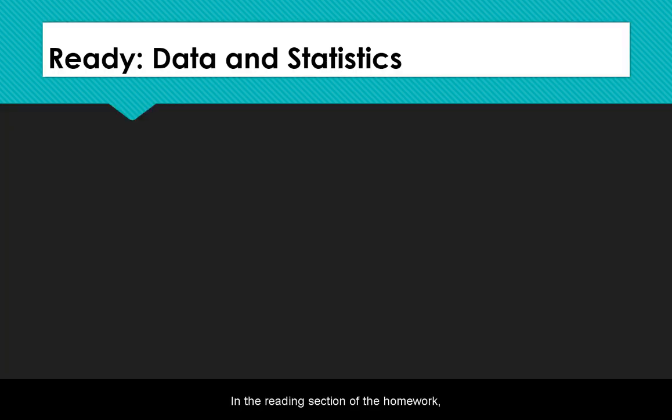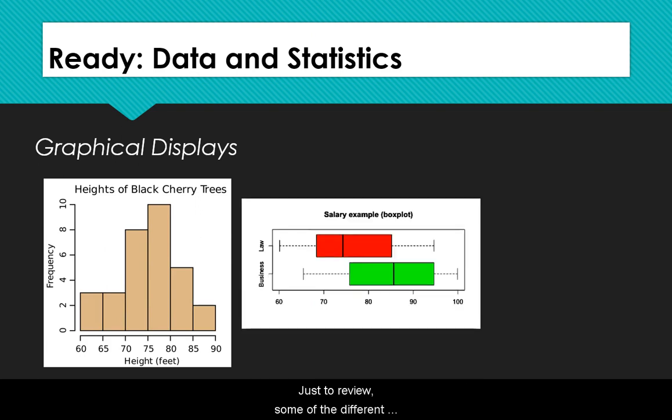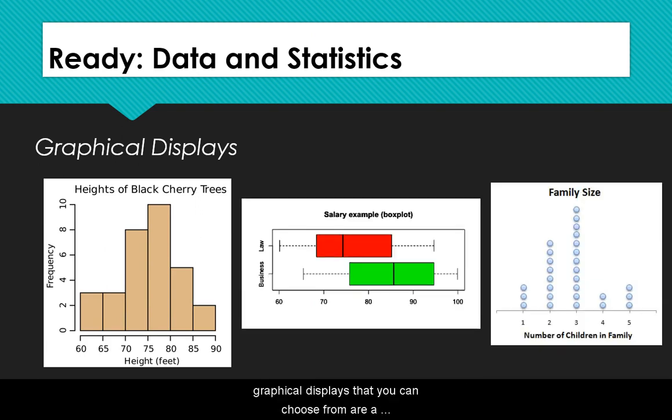In the Ready section of the homework, we're reviewing data and statistics work in preparation for Module 9. In this section, you're given a scenario where Jason wants to compare the heights of his favorite basketball and soccer teams. The first problem asks you to create a graphical display for each set of data. And just to review, some of the different graphical displays that you could choose from are a histogram, a box and whisker plot, or a dot plot.